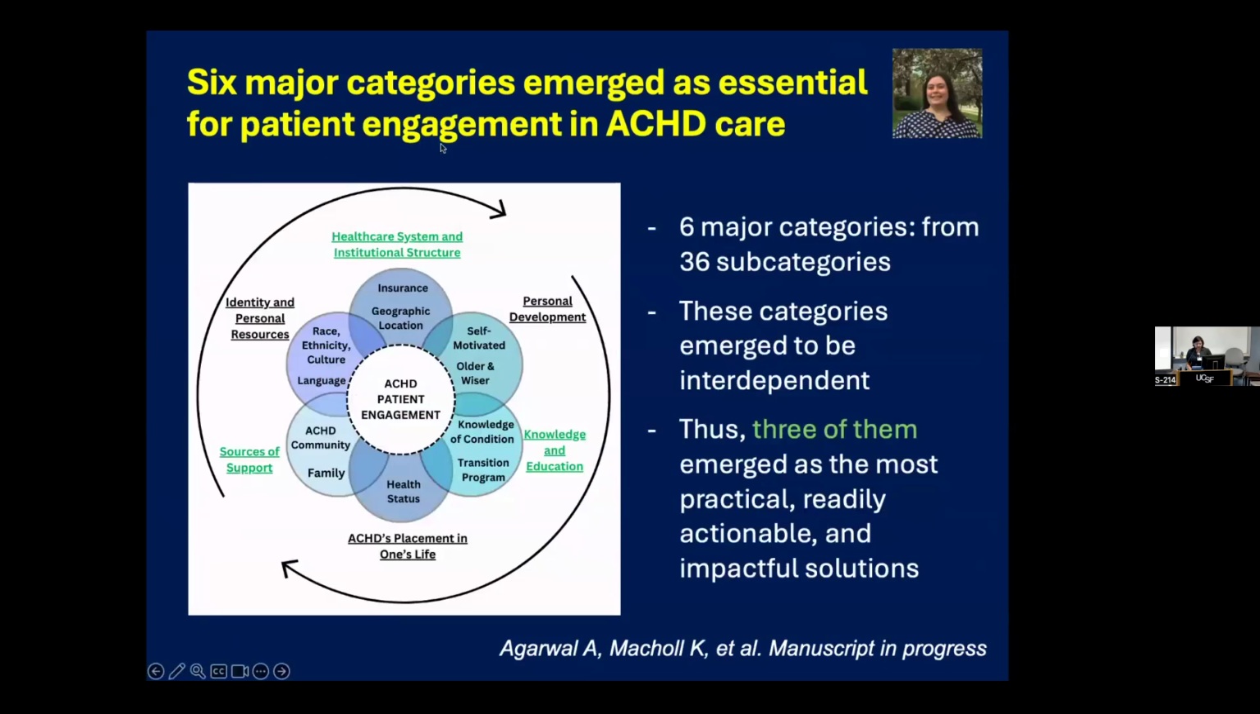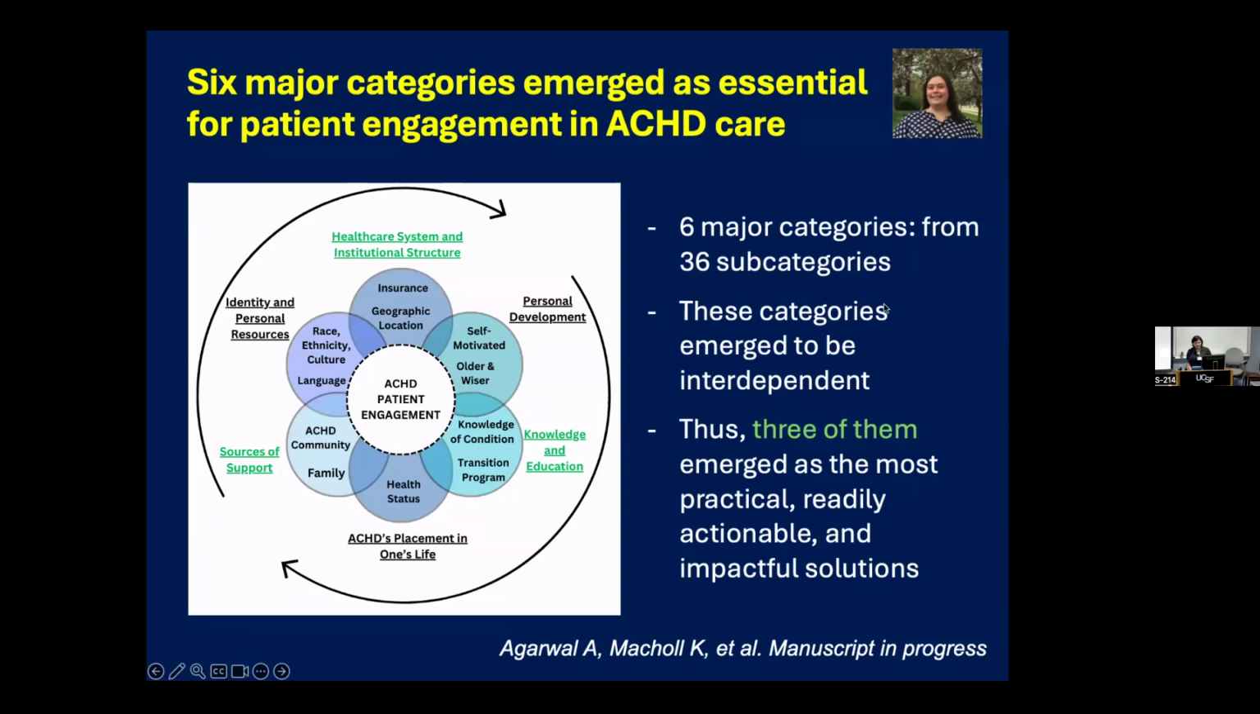There were 6 major categories that emerged as essential for patient engagement in ACHD care. These categories were derived from 36 lists of codes and subcategories that were identified. These included healthcare system and institutional structure, interventions related to personal development, knowledge and education, ACHD's placement in one's life. In other words, how does a patient see CHD affecting their life, sources of support, and identity and personal resources.